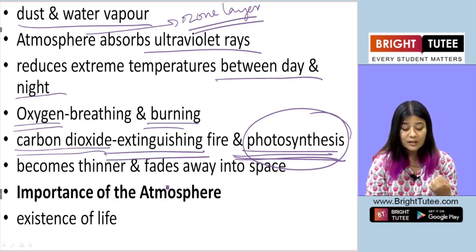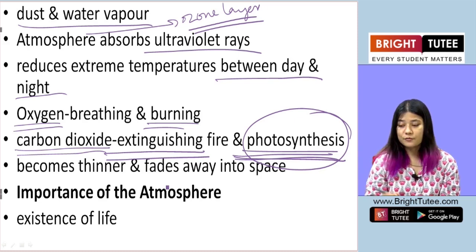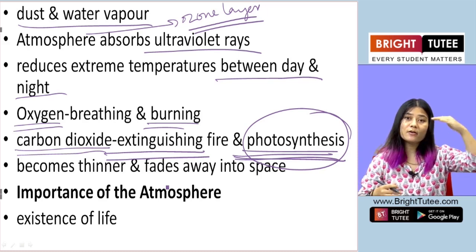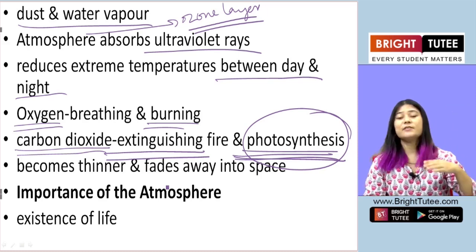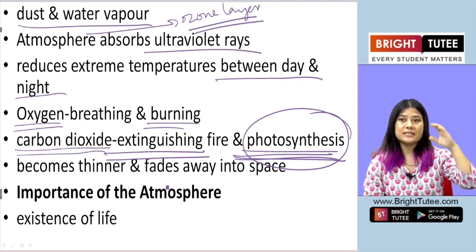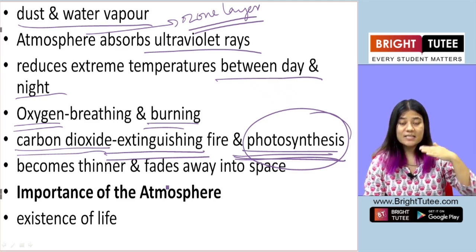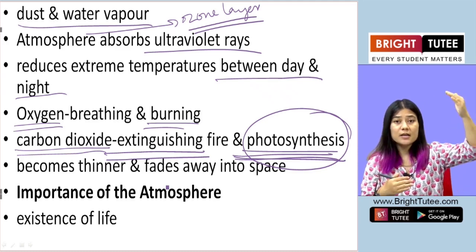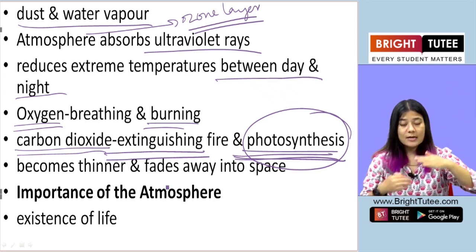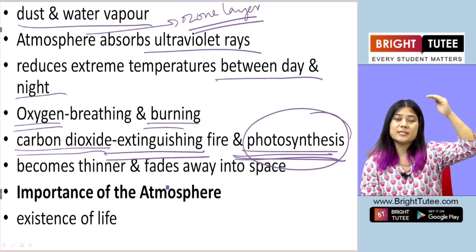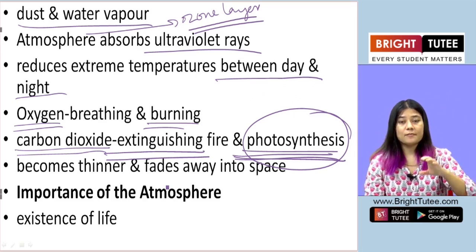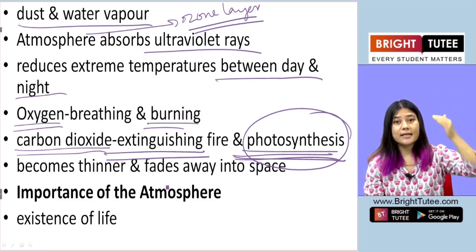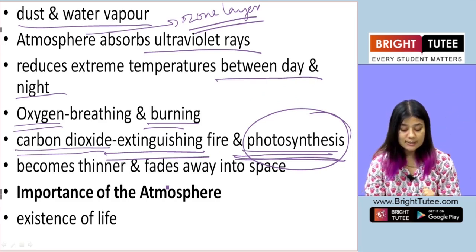Now, one thing that we have to remember is that when we say the atmosphere is layers of gases, there is no limit to these layers. This can go on and on from the surface of the Earth into space. As it goes up into space, the air or this layer becomes thinner and thinner, and it fades away into space.